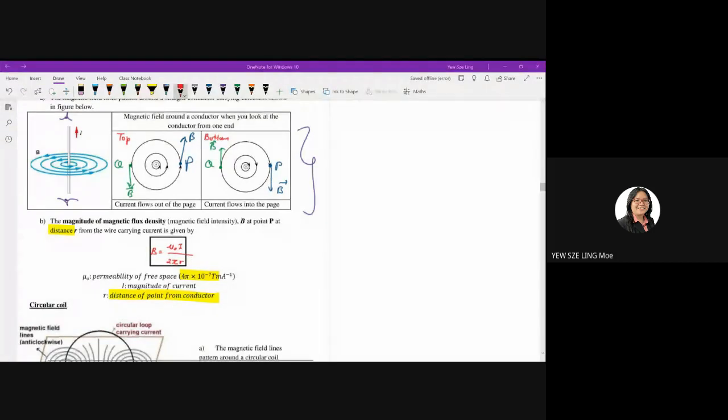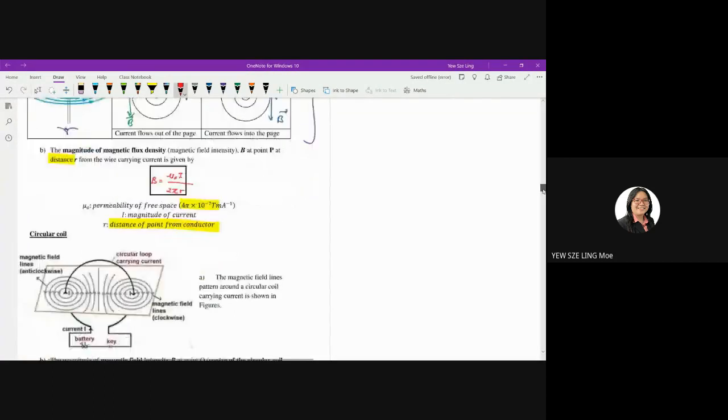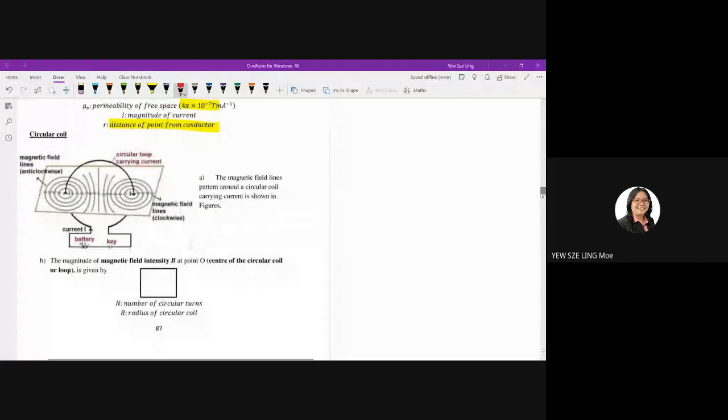Since kita dah habis tengok cara tentu arah, now we can go through this subtopic quickly. Basically, this subtopic just tells you how to calculate it, which equation to be used for which situation.